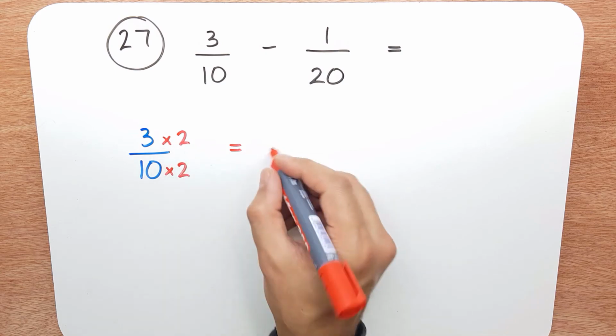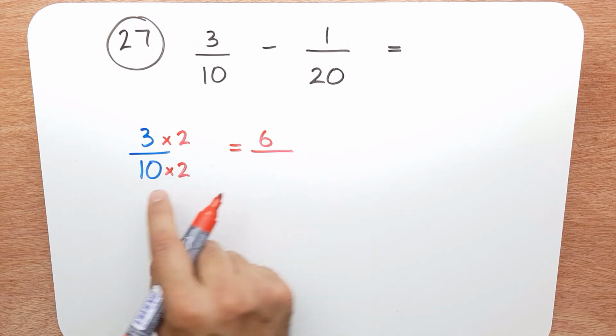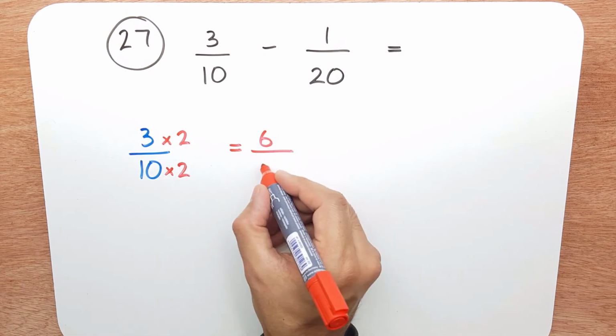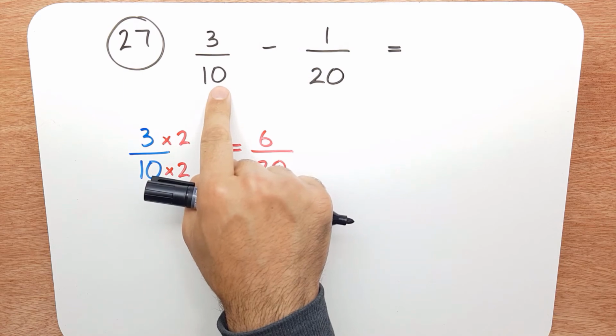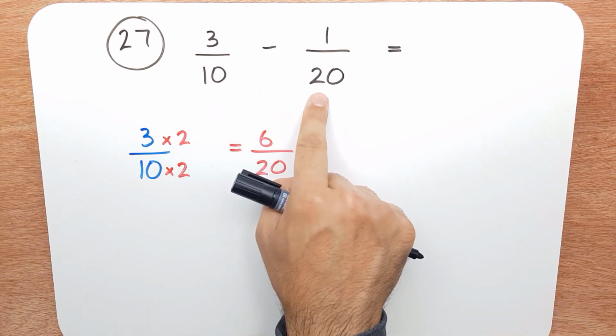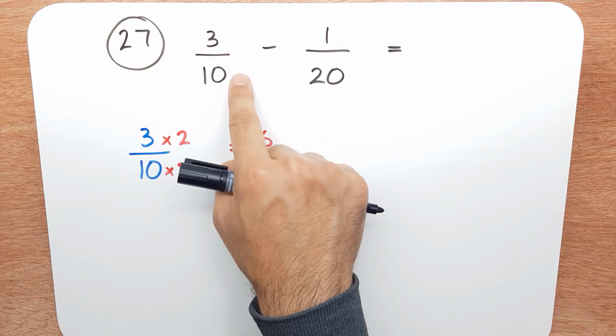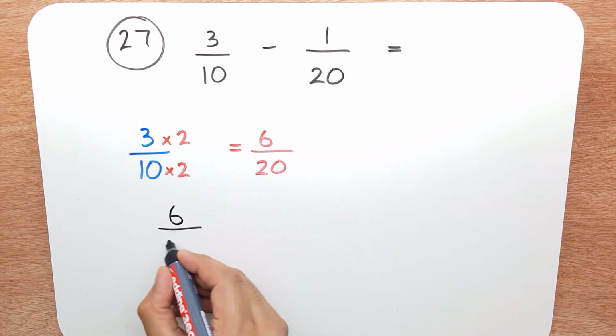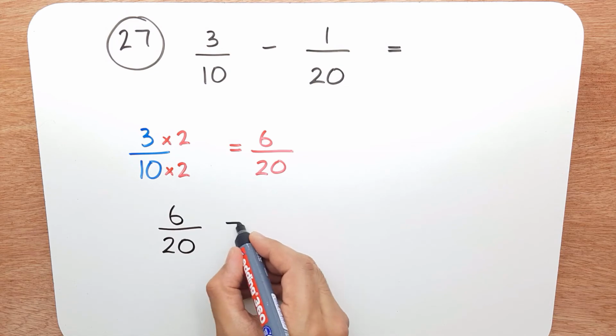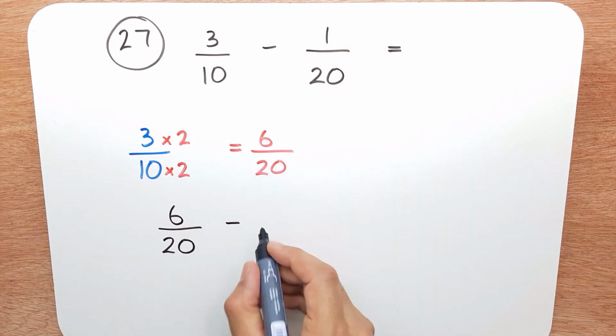3 times 2 is 6. 10 times 2 is 20. I have created an equivalent fraction. Now my question looks something like this. I know 3/10 is the same as 6/20. So I have 6/20 minus 1/20.